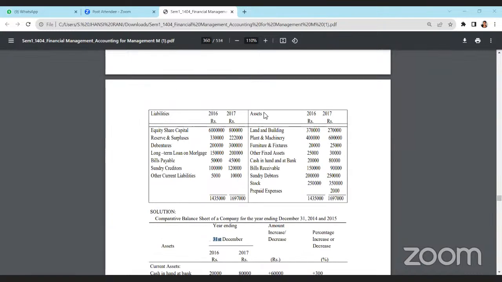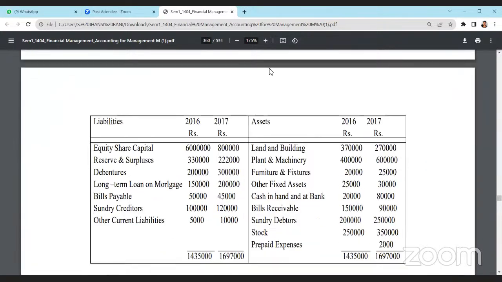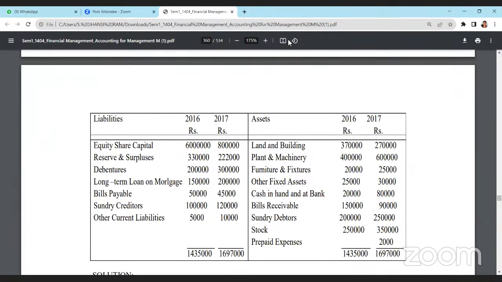Let's see in the question. Yes, it is given here. Just look. I think it's visible to you all. This is the question given to us. So first we should know the format. Format is very important in a comparative balance sheet or common size balance sheet also.